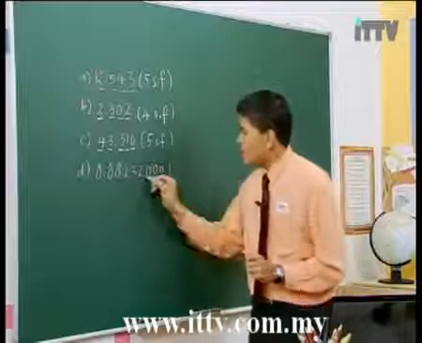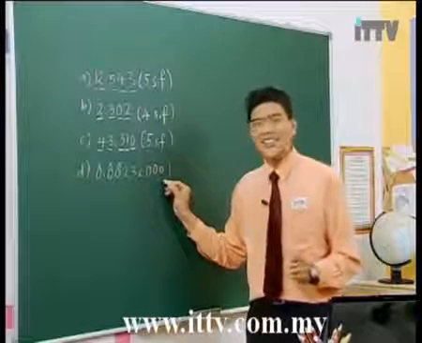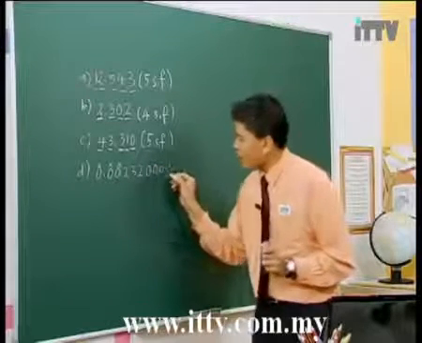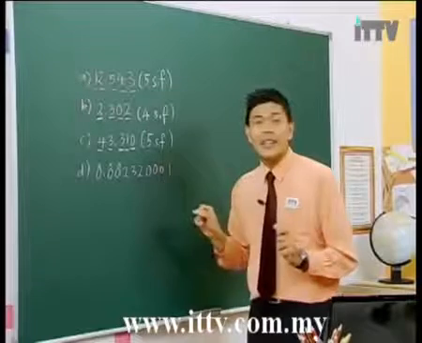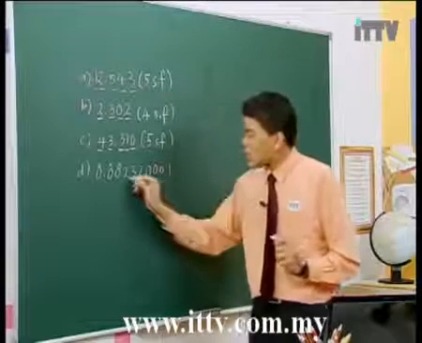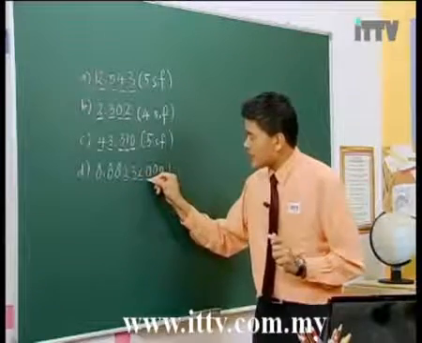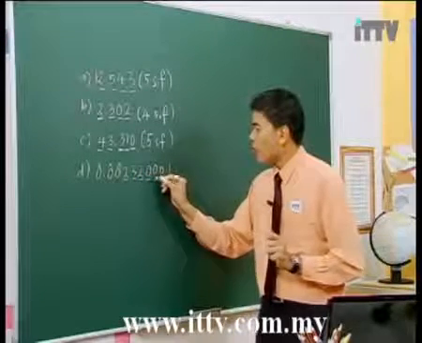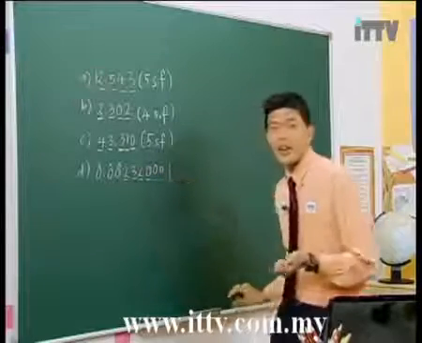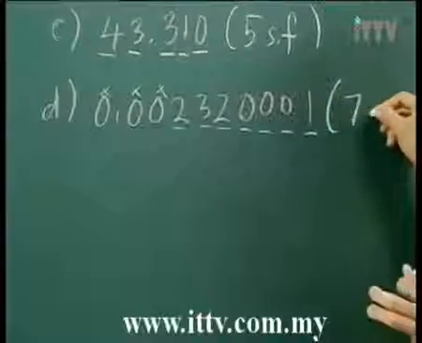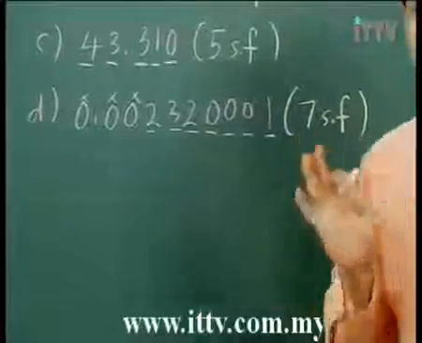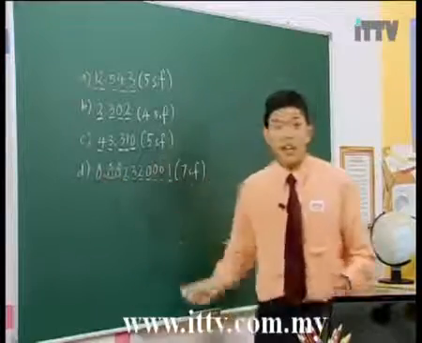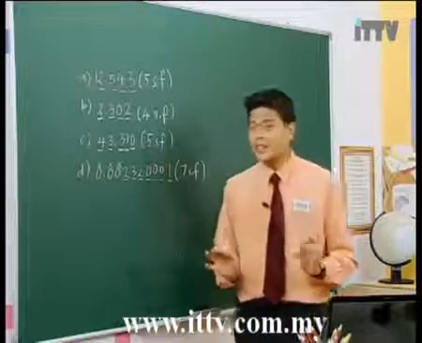What about the zeros here? Yes or no? They are significant because remember, the rule states that as long as they are trapped between two non-zero digits, they are significant. So together with 2, 3, 2, they are significant. 1, 2, 3, 4, 5, 6, 7. This number has 7 significant figures. So you must really understand the rules to differentiate between leading zeros and trailing zeros in a decimal.